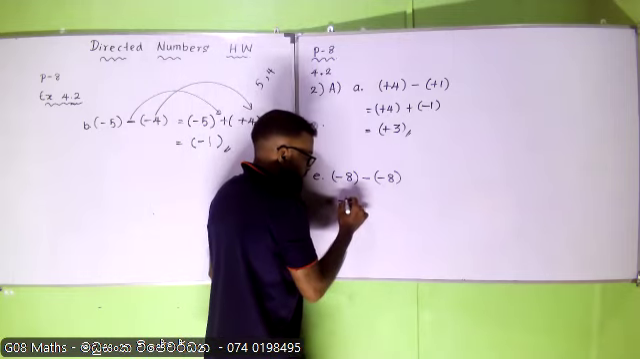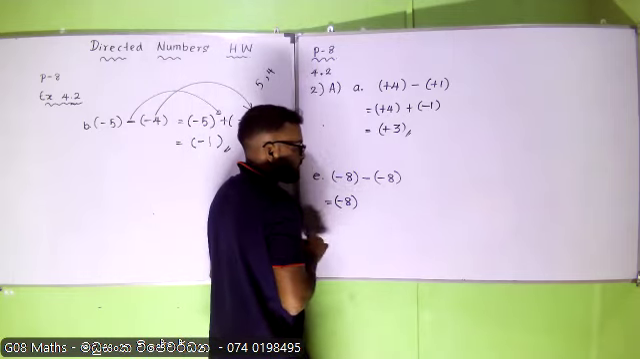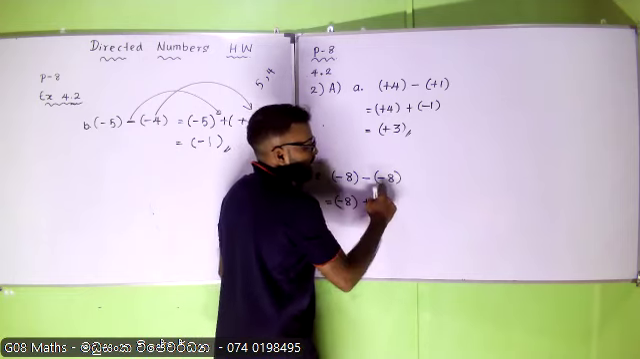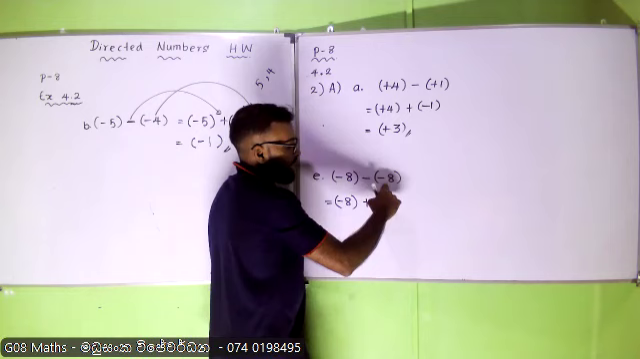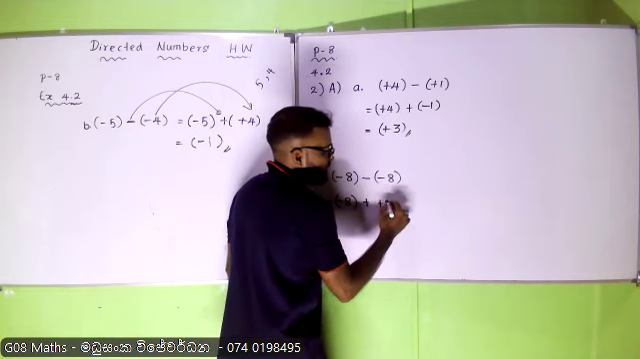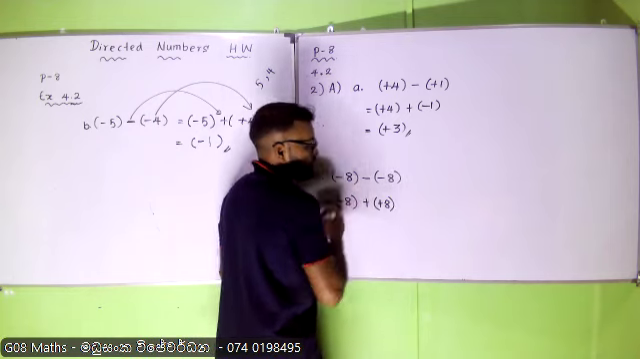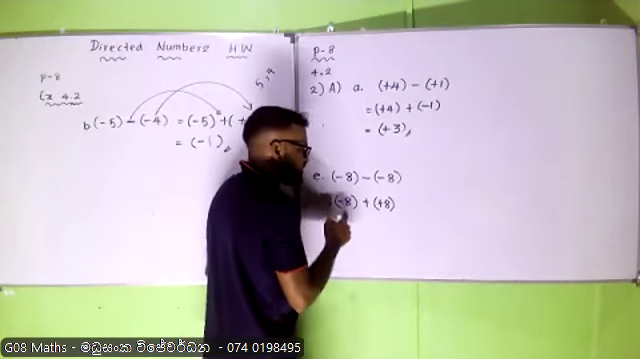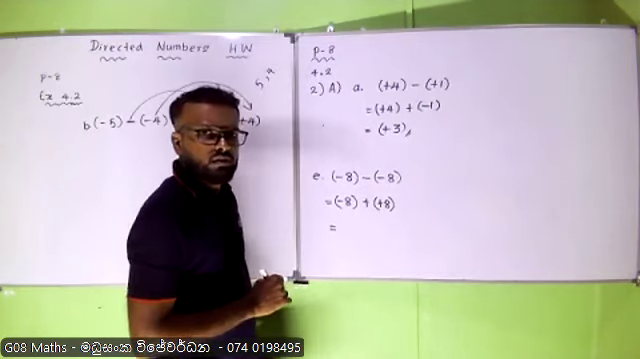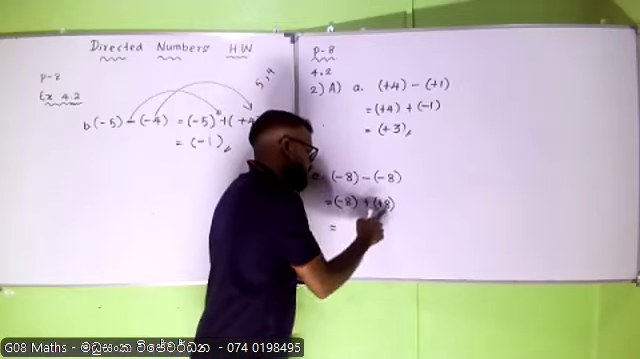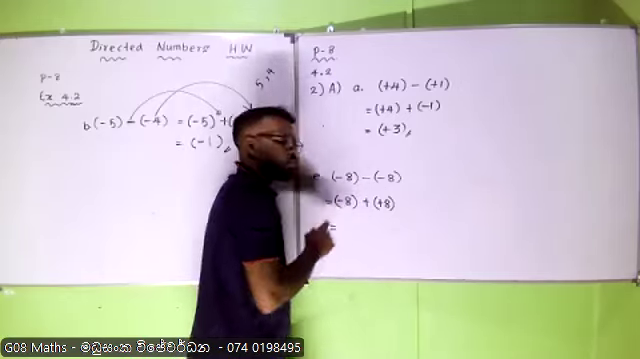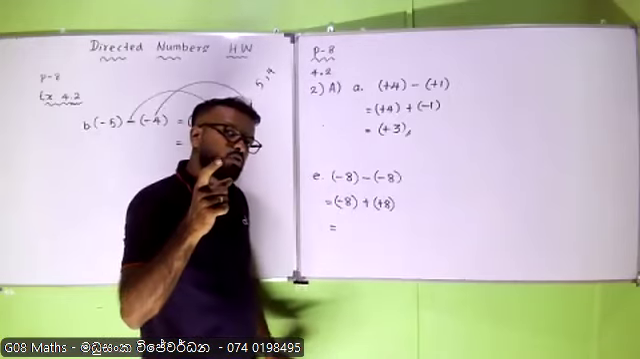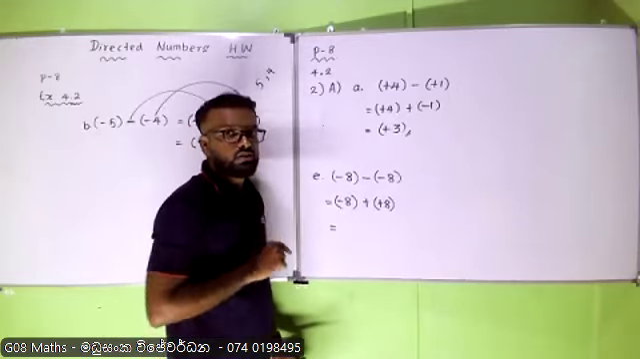So write this negative 8 as it is. This is negative, convert it into positive. And here you have negative 8. At the same time, you have to get the additive inverse of that. Now, what is this? Two different signs, negative 8 and positive 8. You have to do the addition.